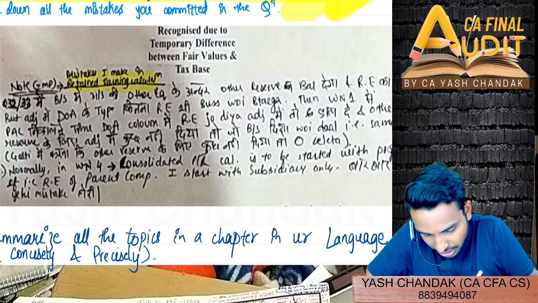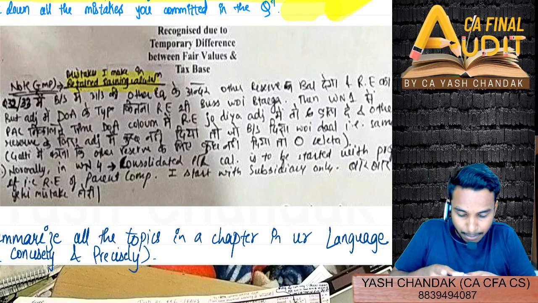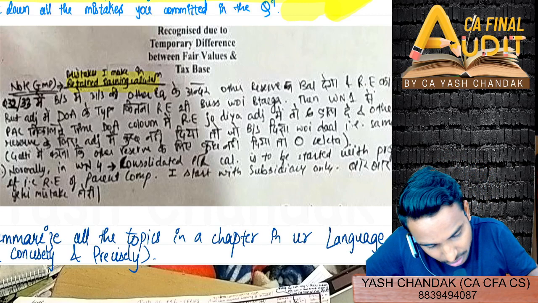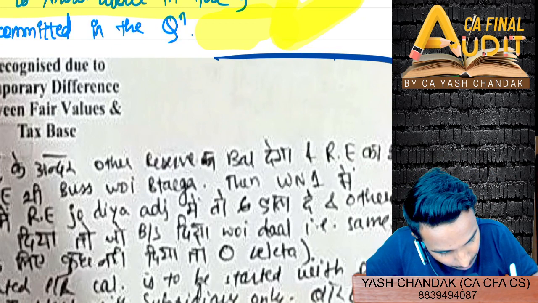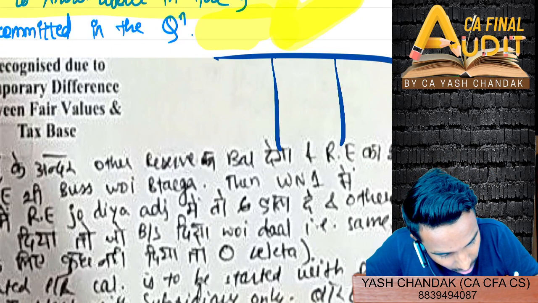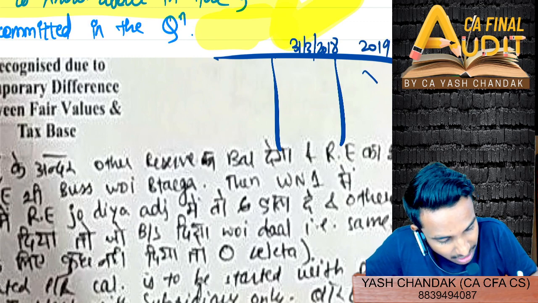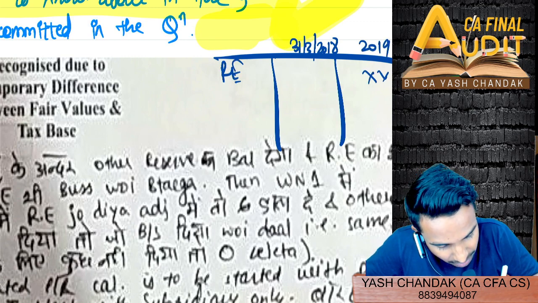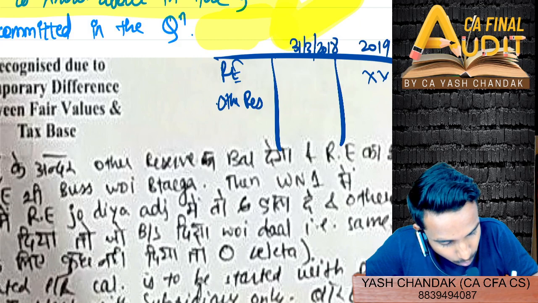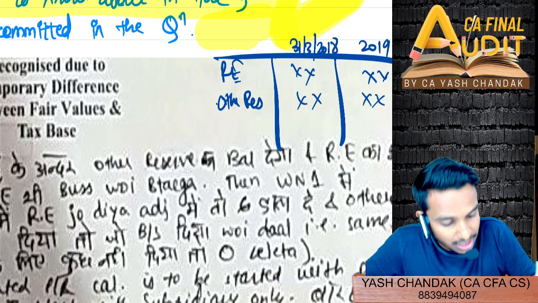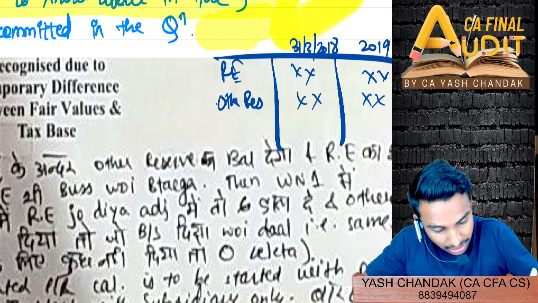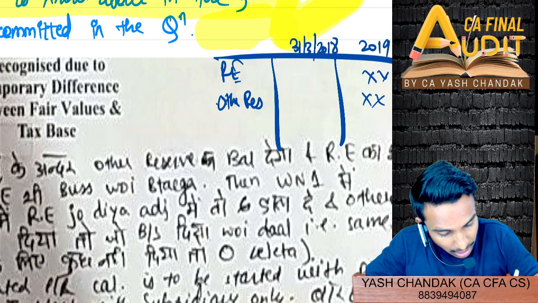In this question 32-33, I have written what I did. The question was like this: 31st March 2018 and 2019. Figures were there of retained earnings as well as other reserves, both figures were there, right? No, sorry, only this figure was there, 31st March 2019, not this figure.